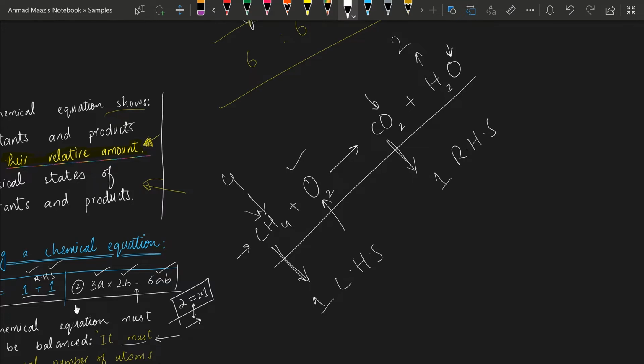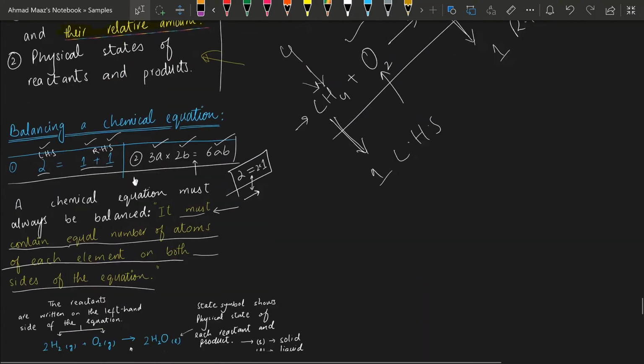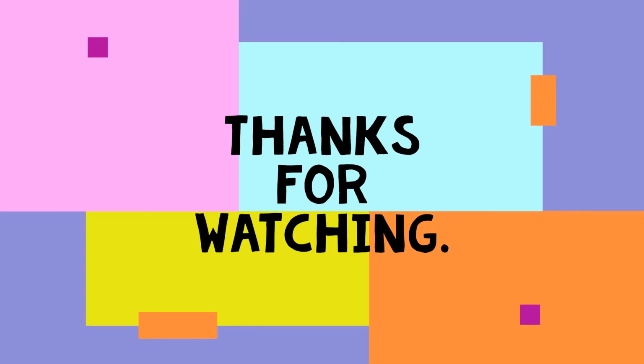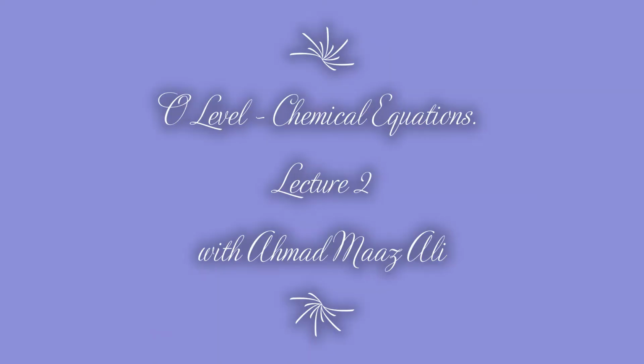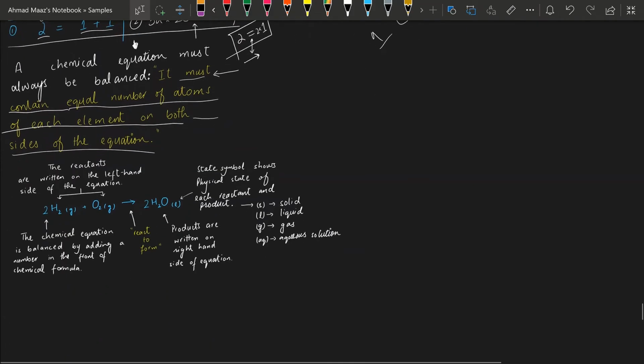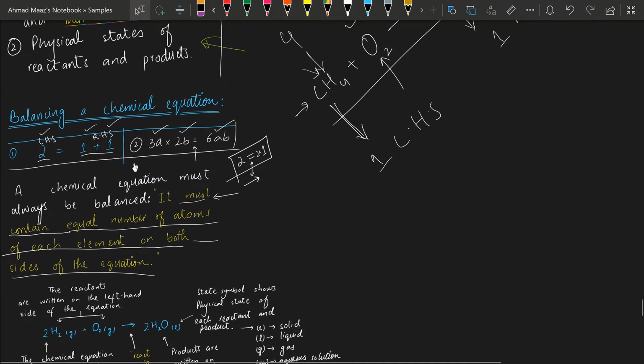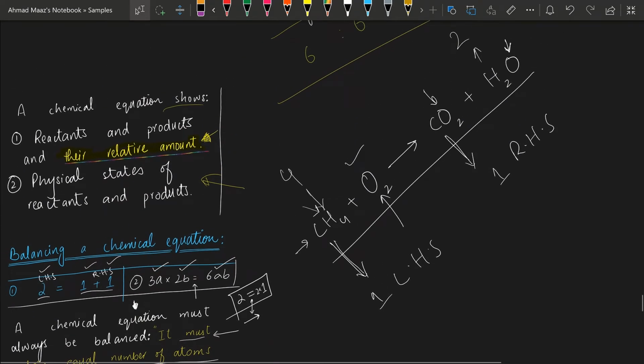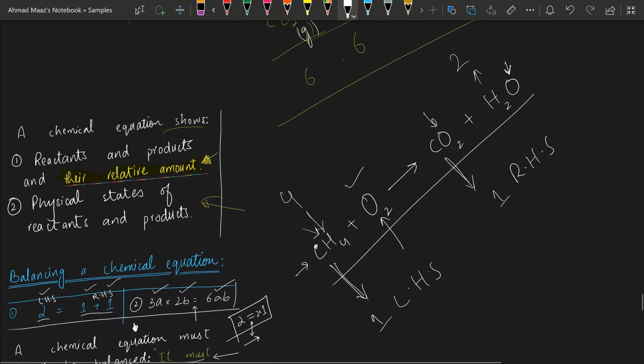How do we tackle that? How do we get this right? How do we balance it? Let's see the steps. So I hope it is making sense. I hope you now understand that atoms of all the elements must be equal on both sides of the equation. On both sides of the equation, the number of carbons must be equal. On both sides of the equation, the number of hydrogens must be equal. On both sides of the equation, the number of oxygens must be equal as well.